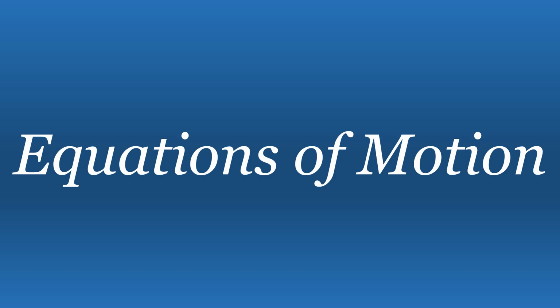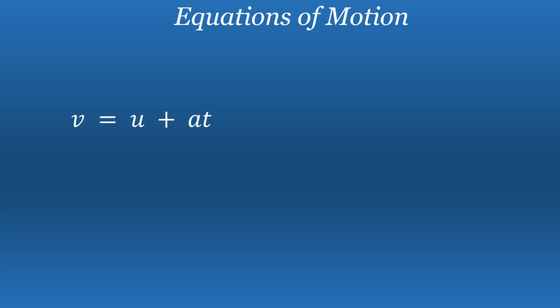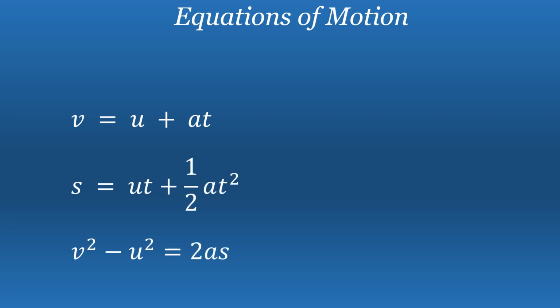In this video, I'm going to discuss equations of motion and how they came into the picture. We know there are three equations of motion. The first one is v is equal to u plus at. The second one is s is equal to ut plus half at square. And the third one is v square minus u square is equal to 2as.